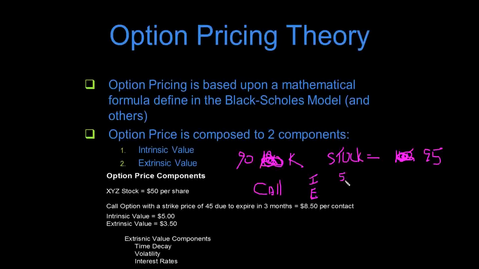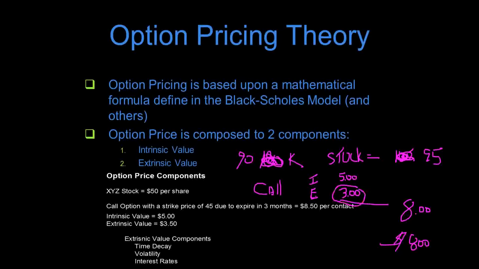So $5 of the total price of that option contract right now is in the money. It's intrinsic. The extrinsic, let's say right now just for practical purposes, is $3. So I had to pay a total of $8 for that option contract. Or if you multiply it by 100, $800 per contract is what that option contract will cost me to buy for every contract. Now, out of this $8, this $3 right here is the extrinsic piece.